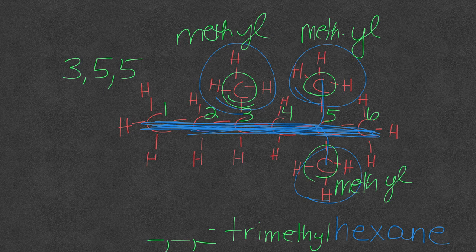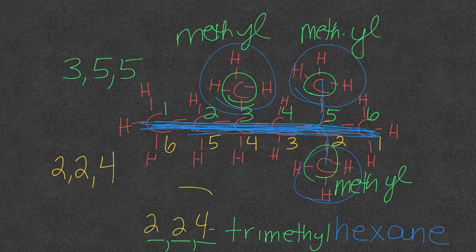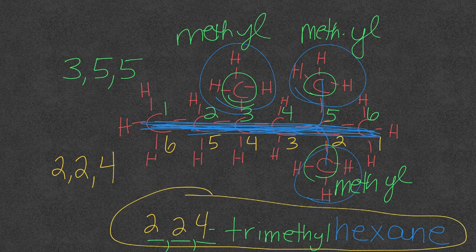If I start from the right-hand side, moving toward the left, then my branches would be off of carbon 2, another one off of carbon 2, and off of carbon 4. So that is going to be the winner because that totals the lower numbers. Now, an important note here, you can't mix and match your numbering, so you go all one direction or all the other direction. So the name of that compound would be 2,2,4-trimethylhexane.